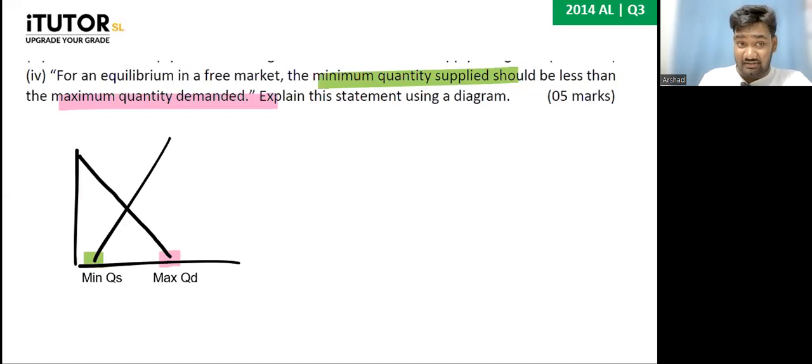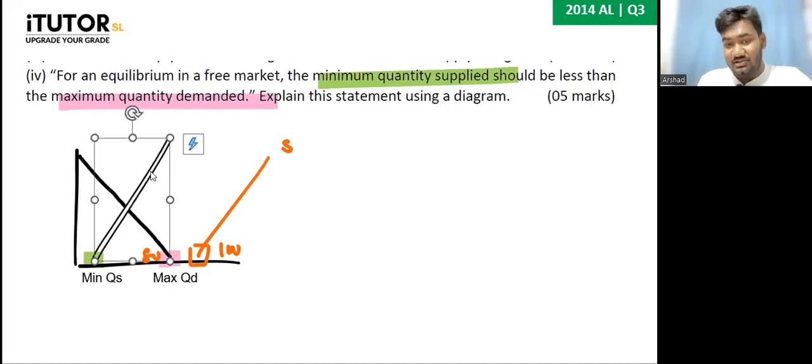Now just imagine, what if the supply curve is like this? The minimum quantity supplied is, let's say, 100 units. The maximum quantity demanded is only 80 units. So then will there be equilibrium in the market?